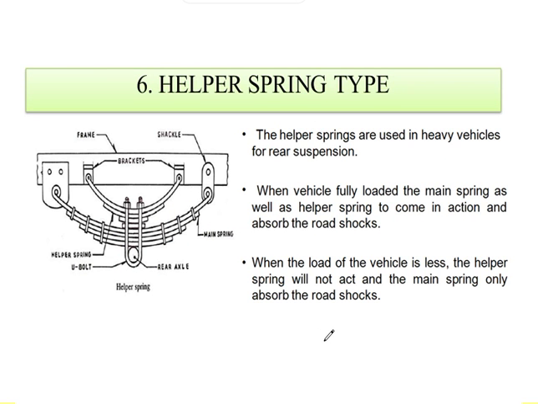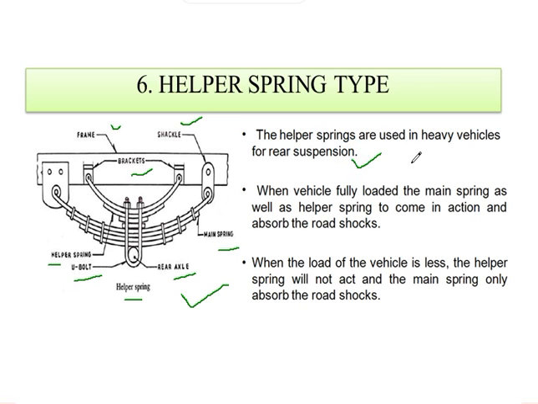Last, helper spring type. This is a schematic diagram of helper spring. U-bolt, helper spring, rear axle, main spring. These are two brackets, shackle and frame.